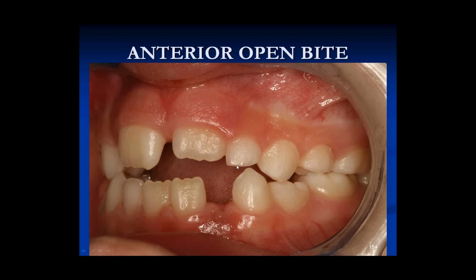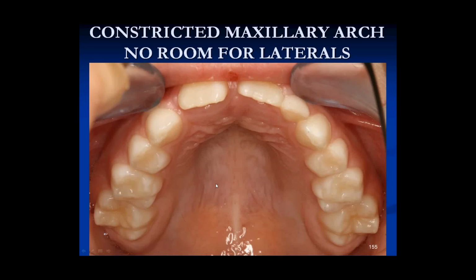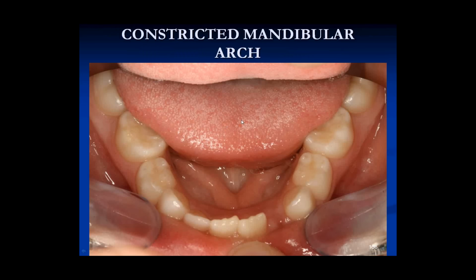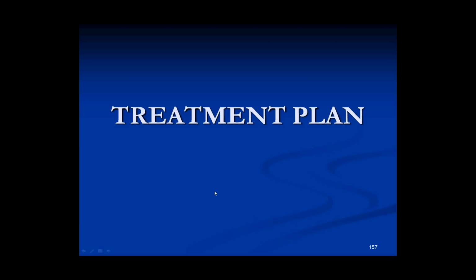So there she is. There's no room for a permanent lateral here, and we need to make sure more room here too. So there she is. No room for a lateral there. I think you'll agree. There's no room for a lateral there and a lateral there. So let's develop the arch, but we have to stop the habit first. So the lower arch is also constricted, so we have to expand upper and lower arches.